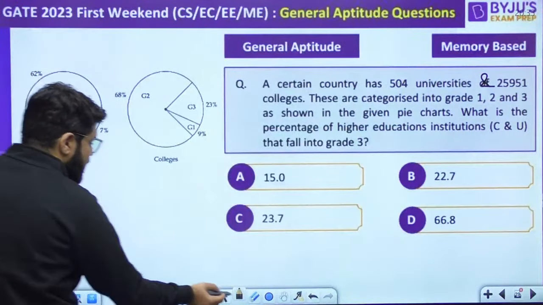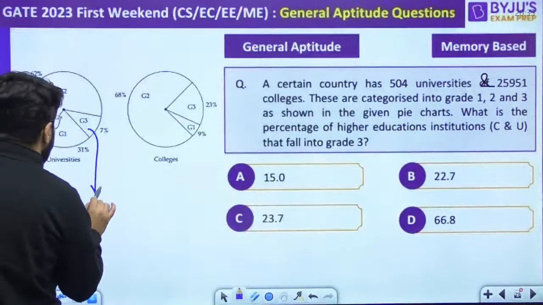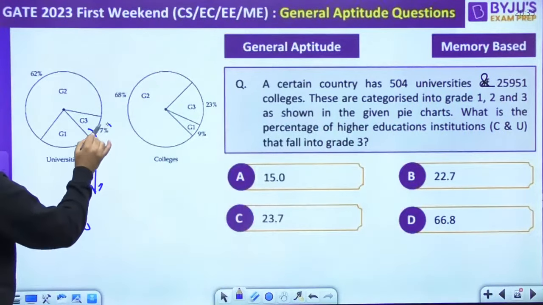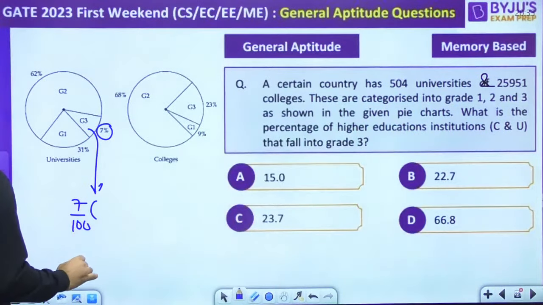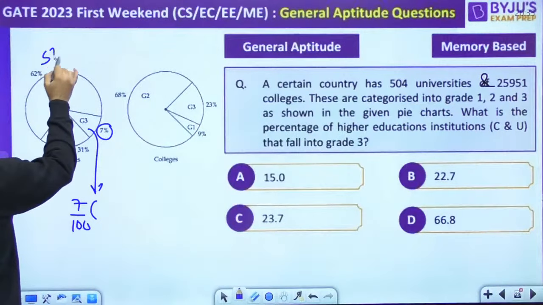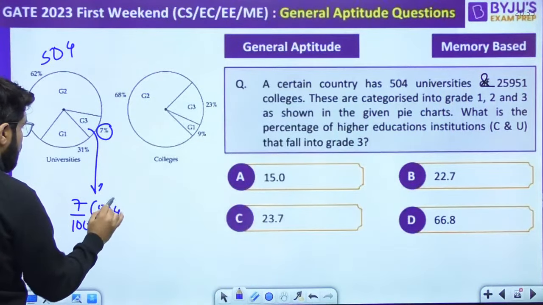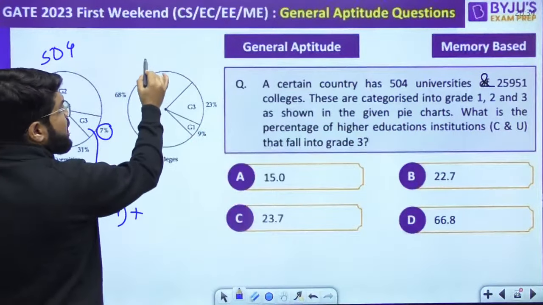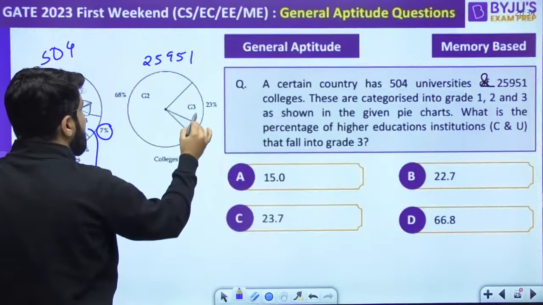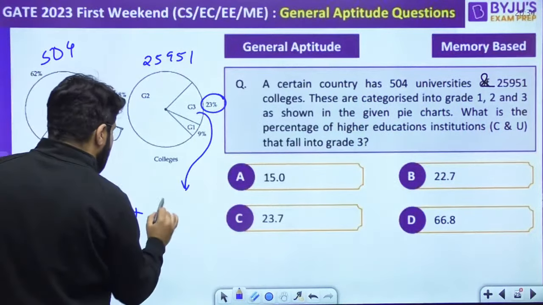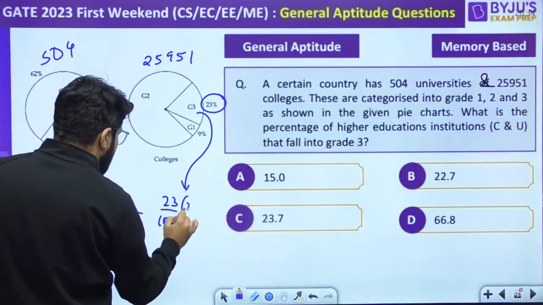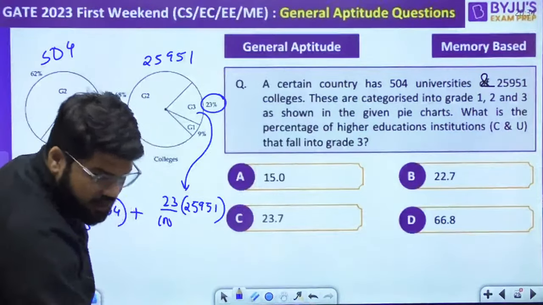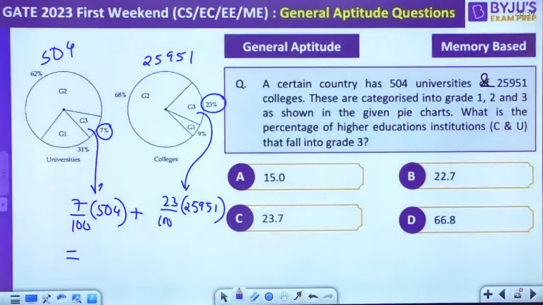Okay, so let me write down the calculation here. How many grade 3 universities? 7% hai. This is 7%. Okay, so 7 of how much? Total universities are 504. I want total colleges and universities. So college pe aa jaye, I have 25,951 and how many are grade 3? 23%. So that is 23 by 100 of 25951. Let us just calculate this number once.